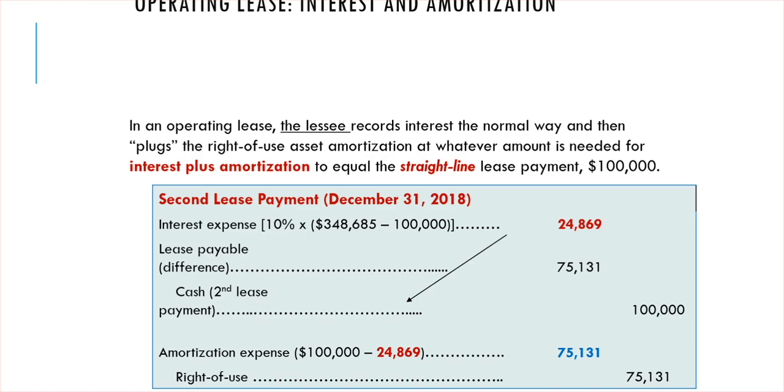Under an operating lease, we're going to adjust it. So it's not the same. How do you get to the amount? The amount is subtracting out interest expense from the payment. That's the amount of amortization expense.